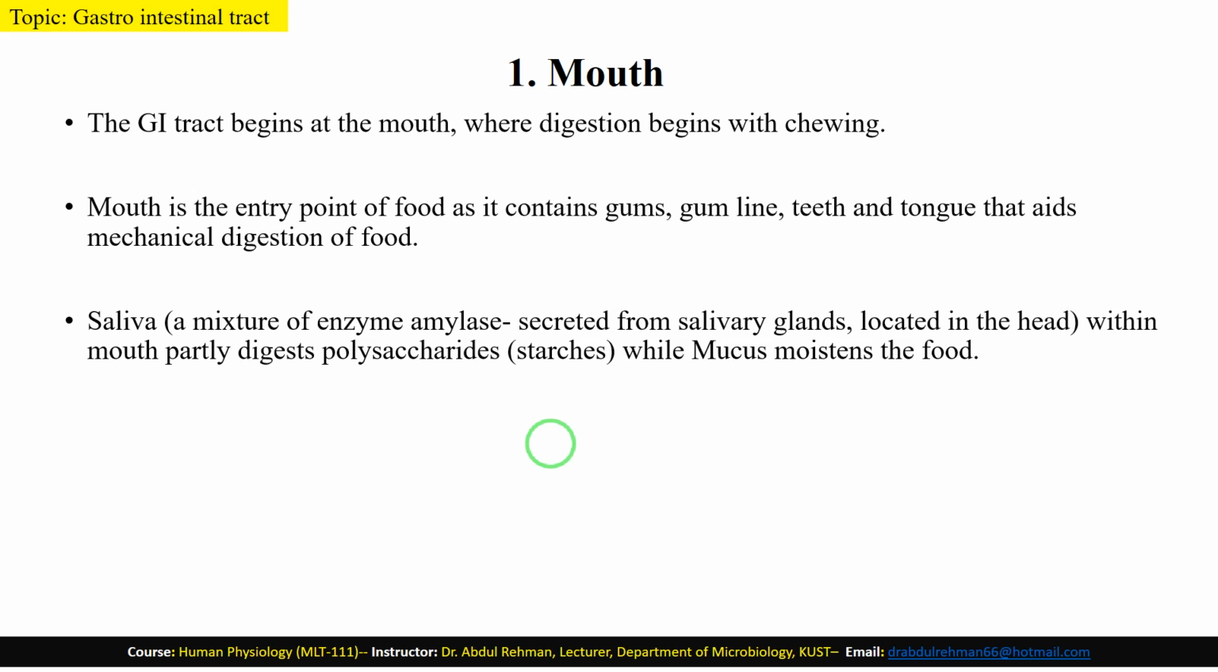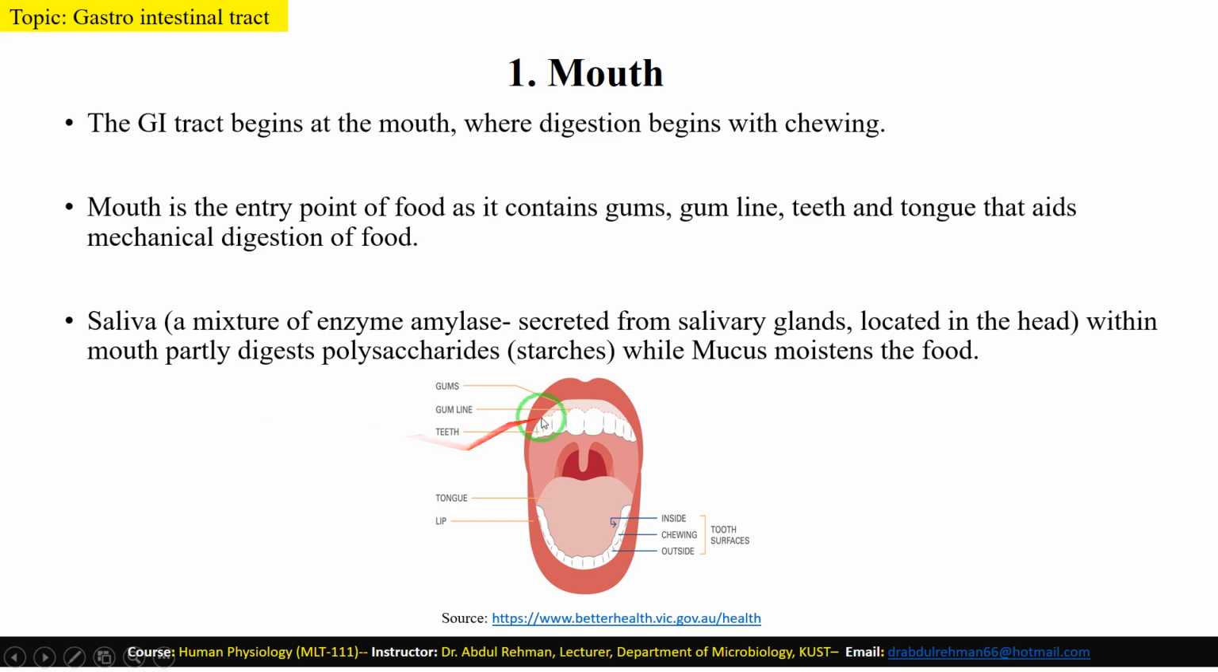Saliva plays a major role in the digestion of polysaccharides because it contains the enzyme amylase. In addition to this, it also contains mucus which moistens the food. This moisture facilitates easy swallowing of the food from the mouth to the next part of the GIT system.